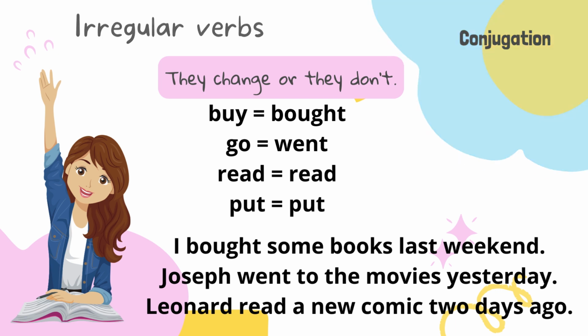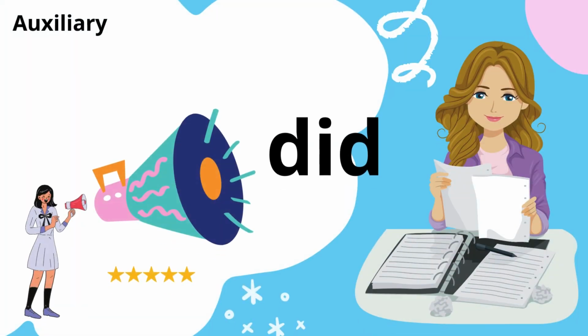Now, before we continue, let me tell you that the regular and irregular verbs are going to use an auxiliary. And the auxiliary for the simple past tense is did.